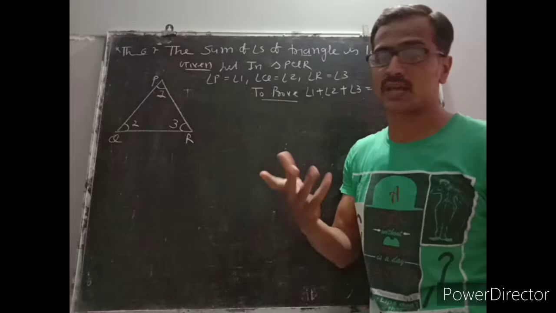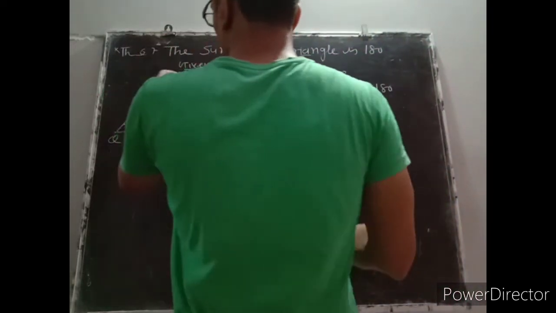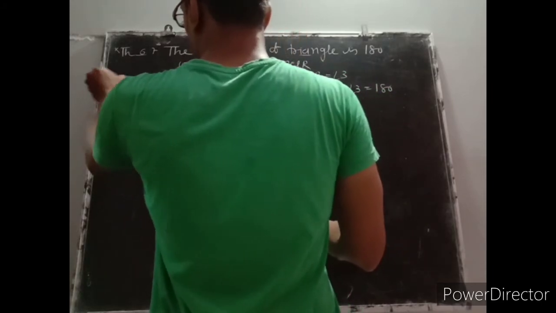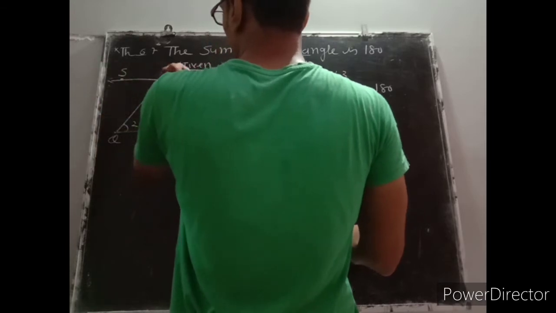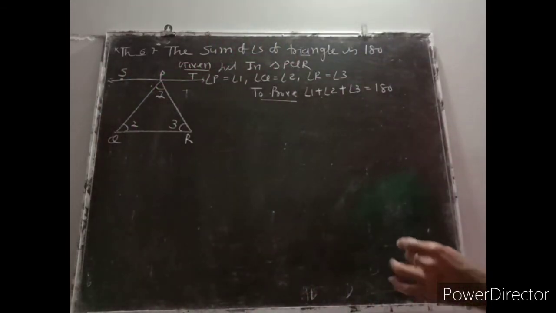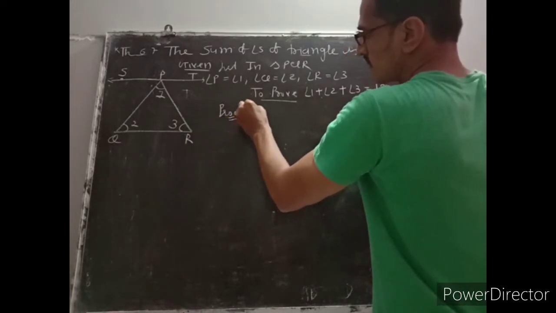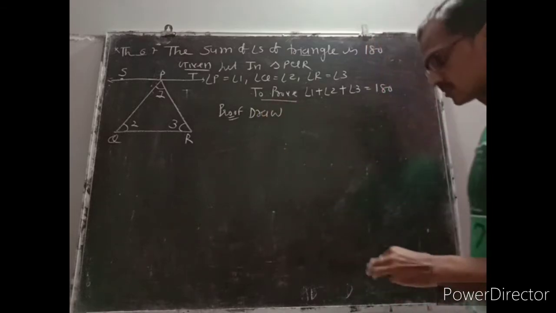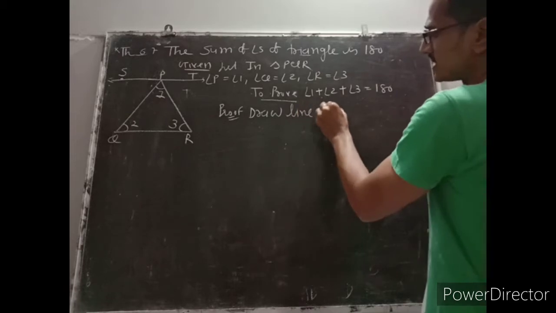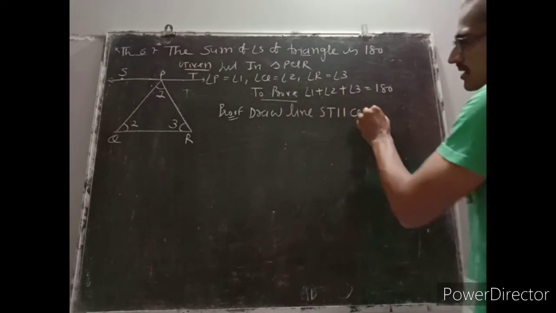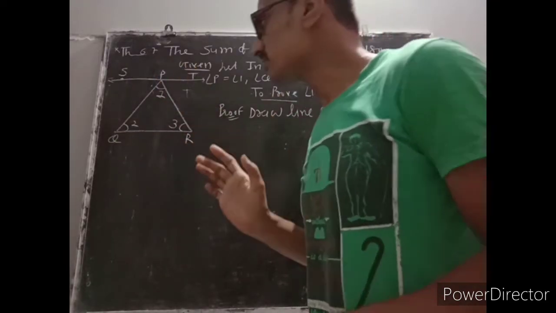But parallel to which line will we draw? Parallel to QR. Let us draw one line ST. So, proof. Draw line ST parallel to QR. Line ST parallel to QR.